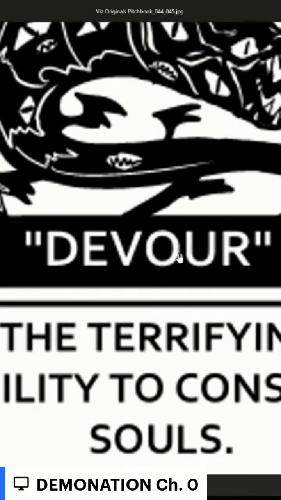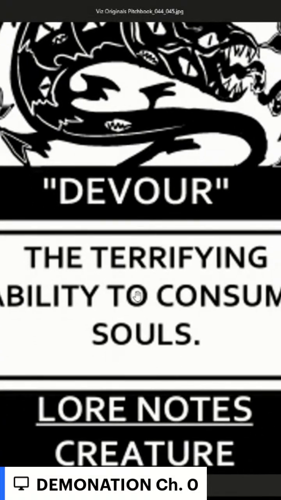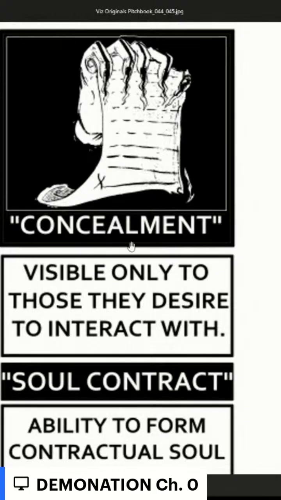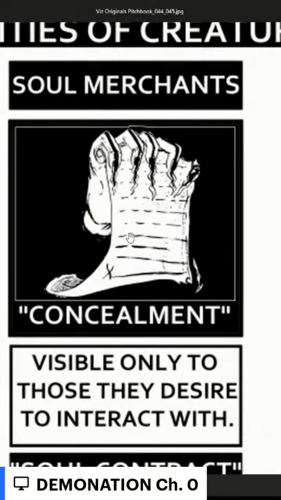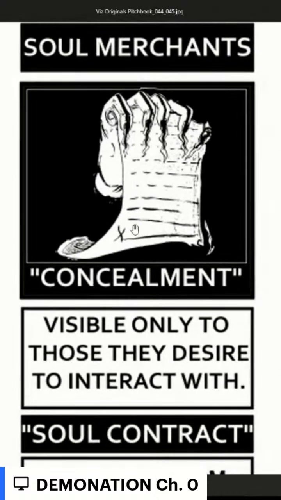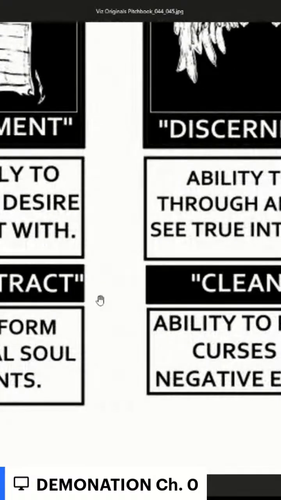And one instinctual power they have is called Devour. So this is the instinct of Devour that they have. It's a terrifying ability to consume souls. That's what Leviathans can do. Concealment. This is a soul merchant offering a contract right here. So it says here, concealment is visible only to those who they desire to interact with. And then another ghost art they can do is called soul contract, which is the ability to form contractual soul agreements.